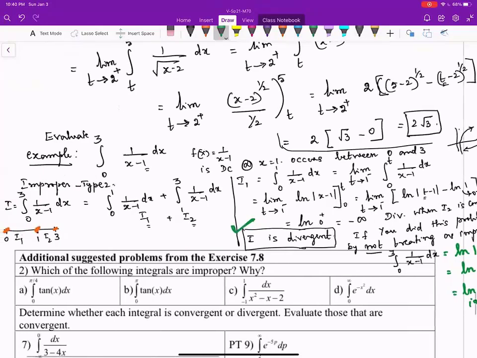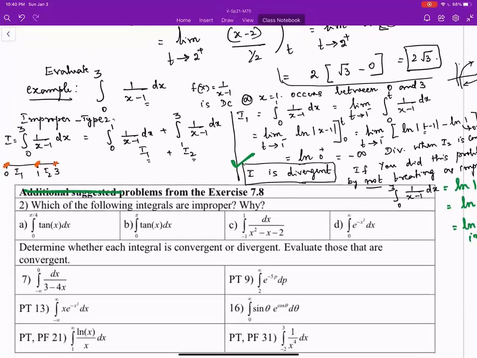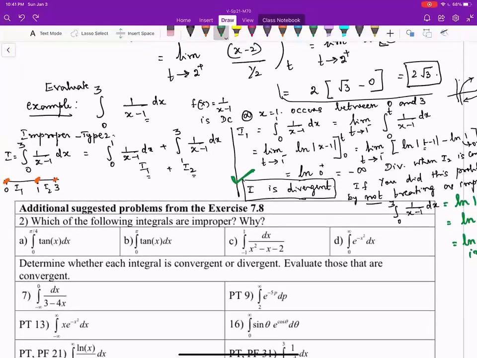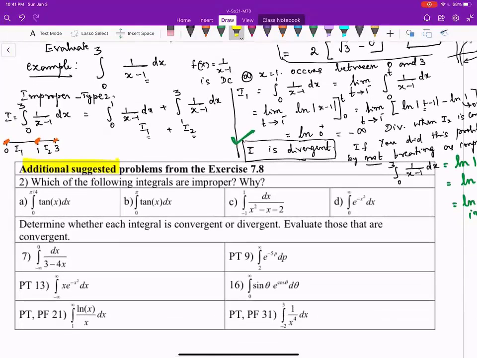I have done some problems from the additional suggested problems in my videos for this section. So please check for more problems, the videos on 7, 8. I think I have done the problems 9, 13, 31, and 21. These problems are done in the next set of videos. Please take a look at them. Watch those videos. Hope these videos help.